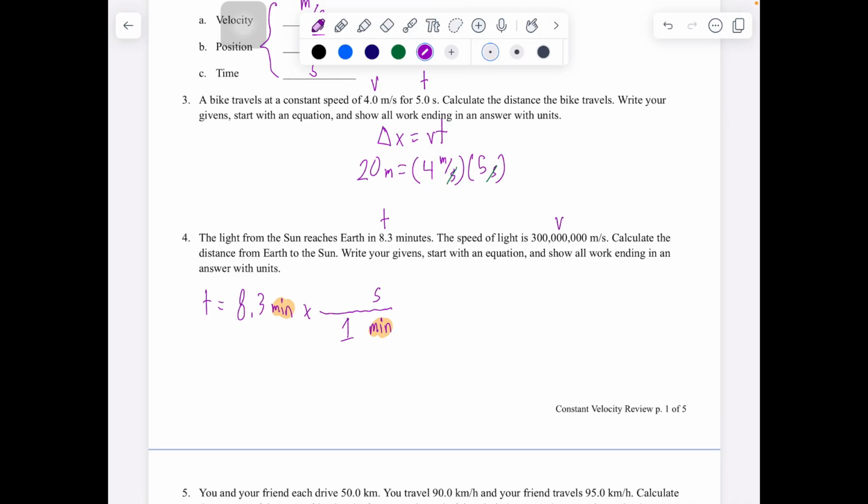So we know that 1 minute is 60 seconds. This is 1 over 1, right? 60 seconds is a minute. We're not changing the value or the amount of time. We're just changing what we measure it in. Now, our minutes cancels and we get units of seconds. So if we take 8.3 and multiply, grab my calculator, 8.3 times 60, we get that time of 498 seconds. And just like in the last problem, take our equation, delta x is equal to velocity times time. We'll plug in our velocity, 300 million meters per second. We'll plug in our time.